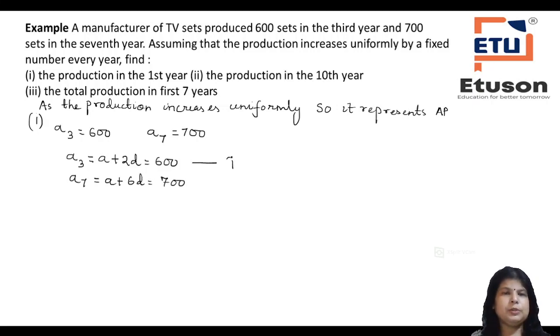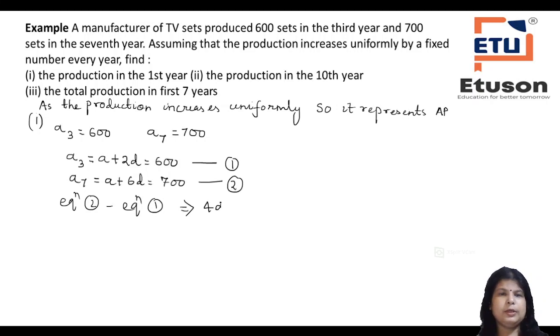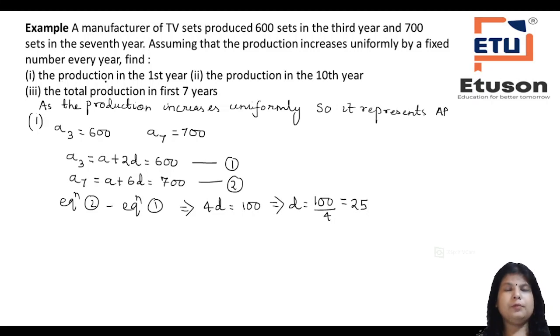Right? So if you subtract equation 1 from equation 2, it implies 4d is equal to 100, 700 minus 600, that is 100. It implies d is equal to 100 divided by 4, that is equal to 25. So now what do you have to find out? You have to find out the production in the first year. That means you have to find out the a value.